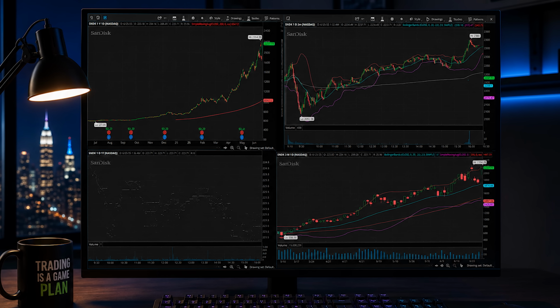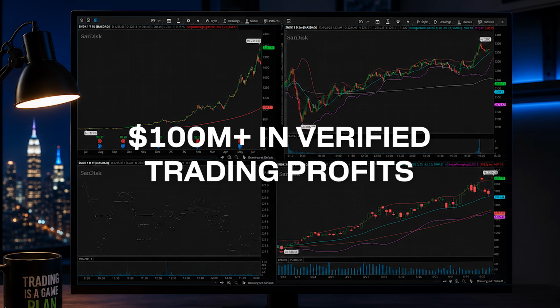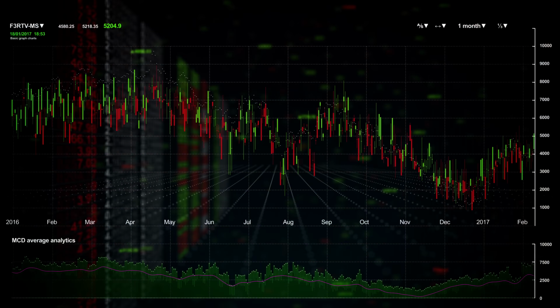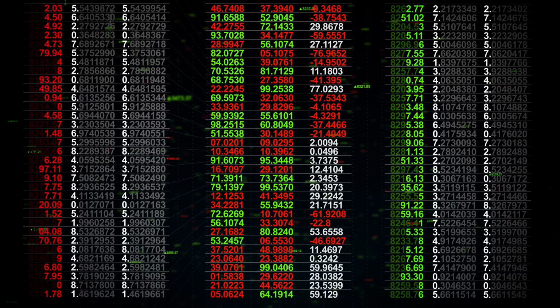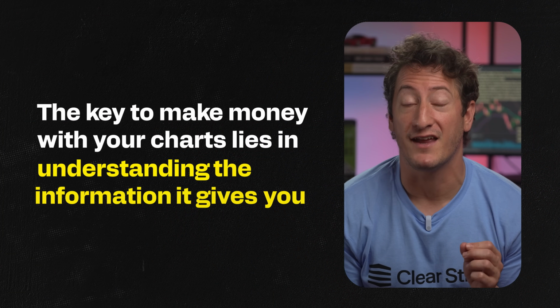This is the exact chart setup I used to make over $100 million in verified trading profits. But blindly copying it won't make you a better trader. When I was a beginner, I thought the secret was in the charts. More indicators, more data, more signals. The key to make money with your charts, though, lies in understanding the information it gives you. So not only will I show you how I set up my charts, but more importantly, I'm going to explain to you why they look the way they do.